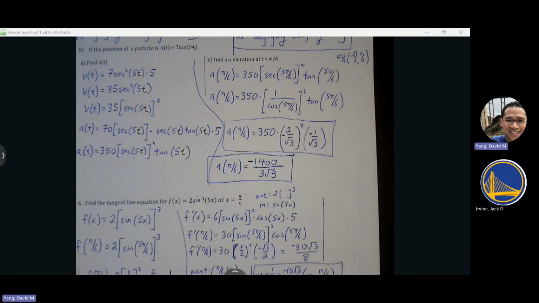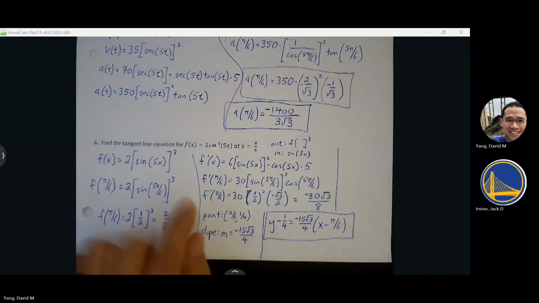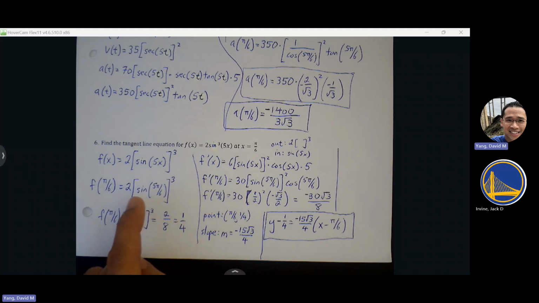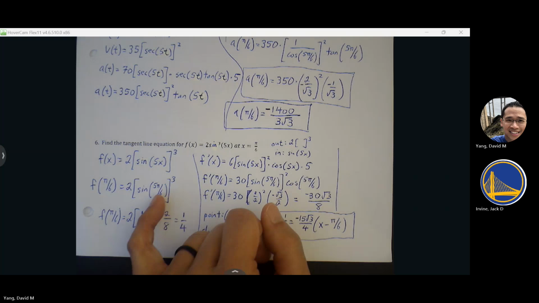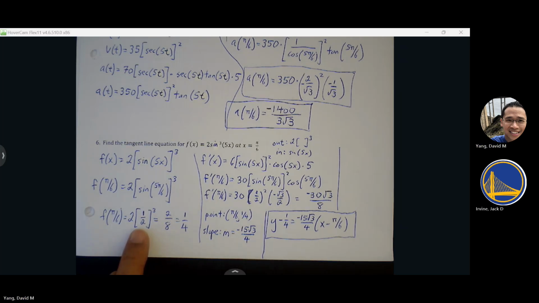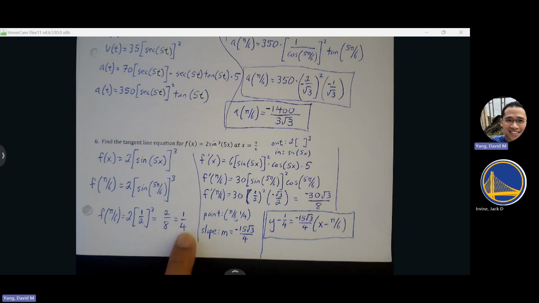Okay. Number 6, tangent line equation. Start off by pulling that exponent outside. Again, pi over 6 and 4x. So at 5 pi over 6, sine is going to be 1/2. So 1/2 cubed is 1/8. 2 times 1/8 is 2/8 or 1/4.